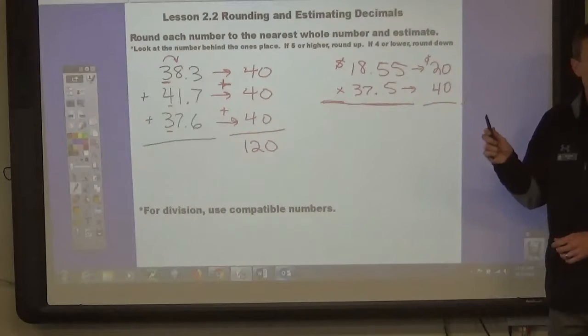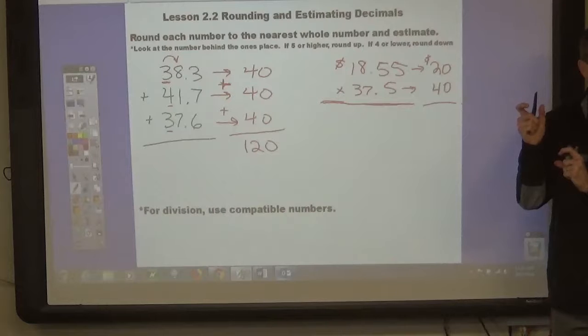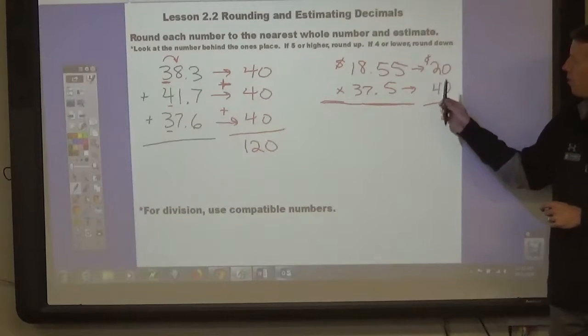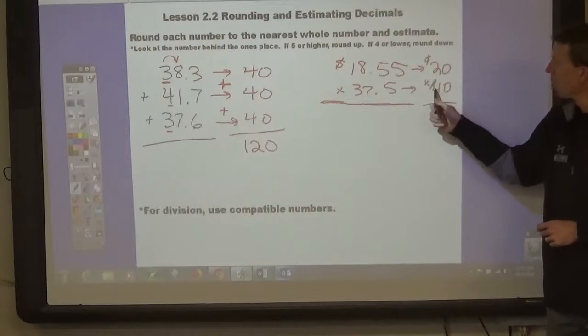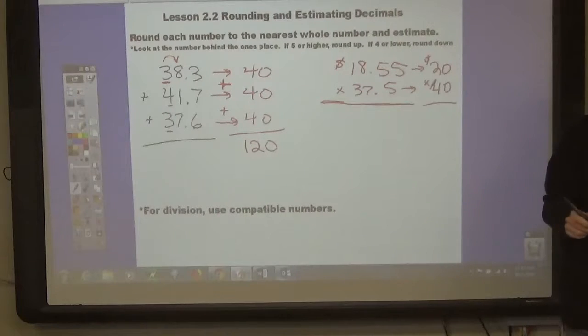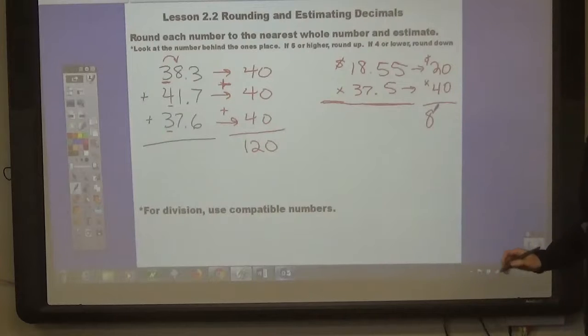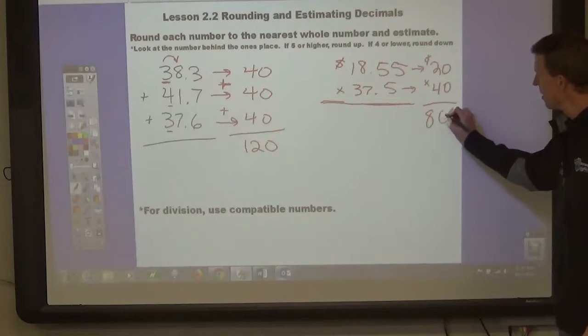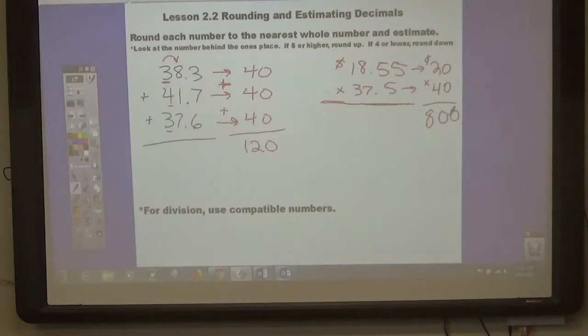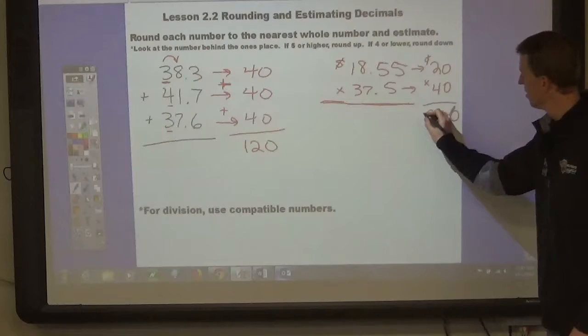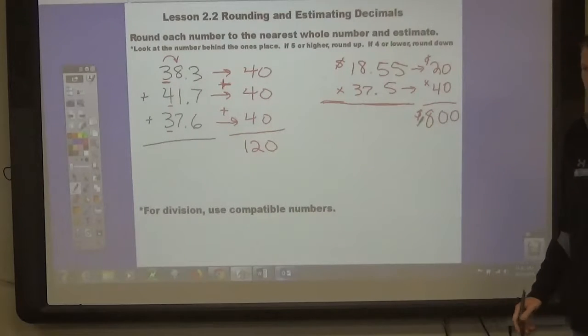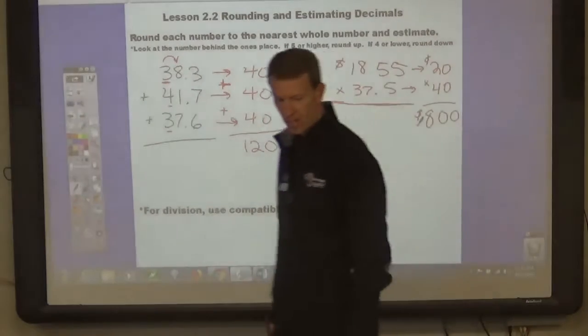Adam, do you remember how to multiply with zeros? So how would we multiply these, and then what would we do with the zeros? So you would multiply 4 times 2, 8, and you would add the 2 zeros. Yeah, and put both zeros in the answer. When you're multiplying, you put all the zeros into the answer. So what would our answer be? 800. Just $800. Okay? That's a lot of money.